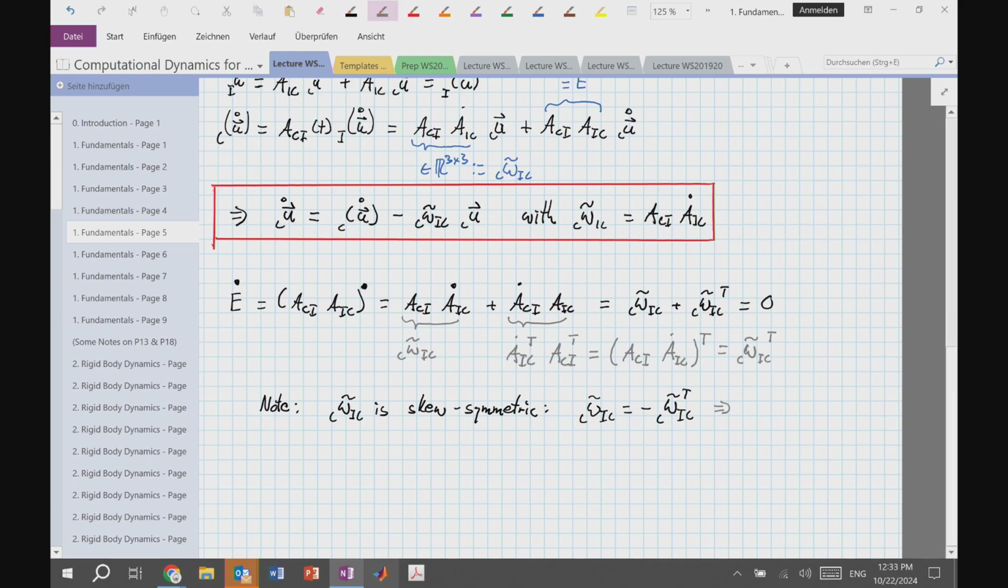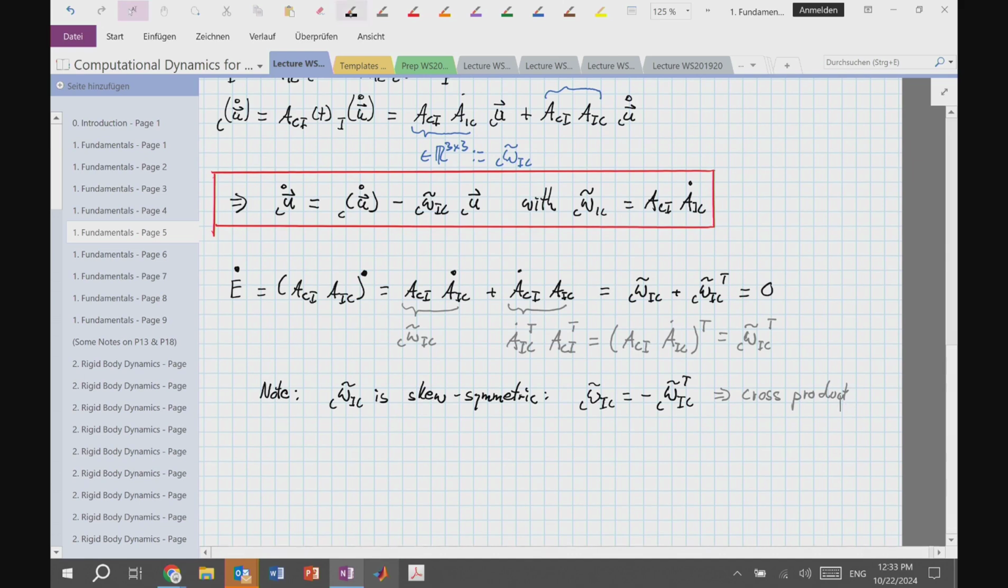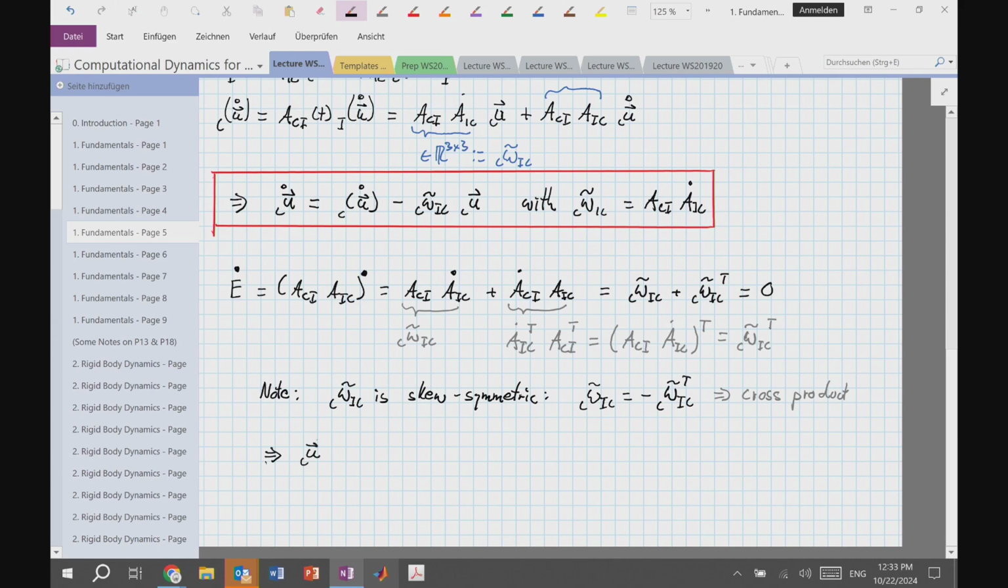And that means what we're looking at here is a cross product, just as we discussed it at the very beginning of this class. And that gives me a different way of writing this equation as the time derivative of the coordinates of u in C is the coordinates of the physical derivative of u minus the cross product between a vector omega IC, which we also assume is being represented in the C coordinate system, times the original vector u.